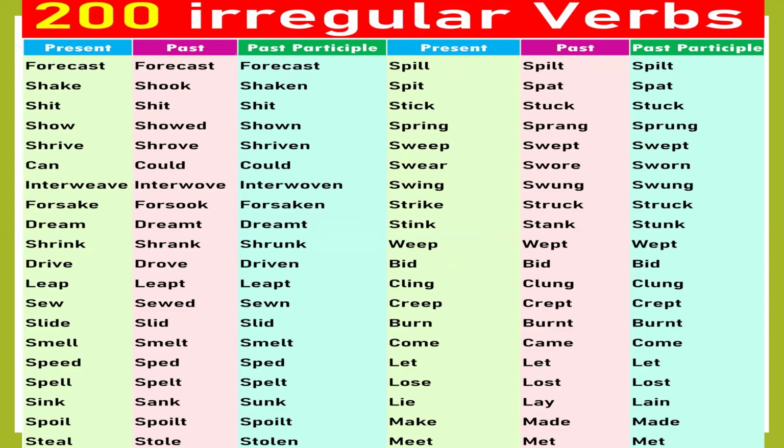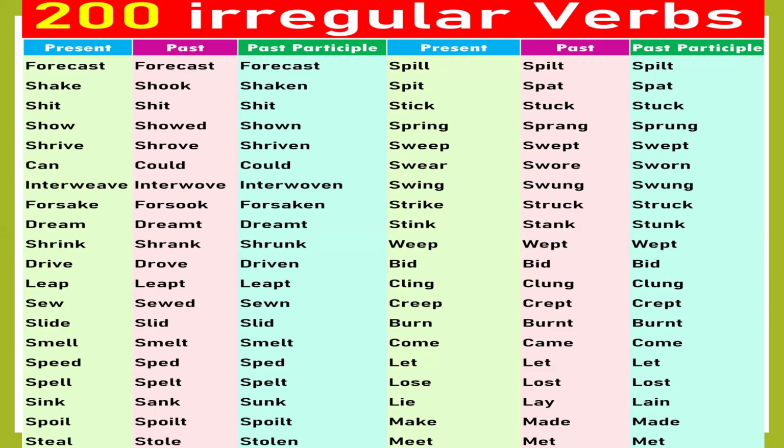V1, V2, V3: spill, spilt; spit, spat; sit; stick, stuck; sow, sowed, sown; spring, sprung; strive, striven; sweep, swept; swear, sworn; interweave, interwove, interwoven; swing, swung; forsake, forsaken; strike, struck; shrink, shrunk; weep, wept; drive, driven.